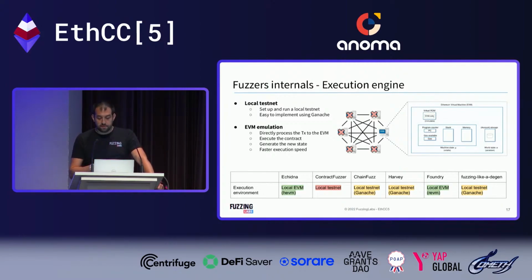And then we have some fuzzers that are actually using a local testnet, like Fuzz, Harvey, and fuzzers like Echidna. For Foundry, they implemented their own Rust version of the EVM, and that's also why Foundry is really fast and really interesting for us, because we are getting way more speed using that.